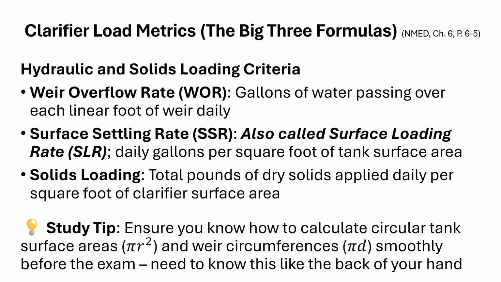Or you're just looking at a certain weir length for the weir overflow length, and it's something you'll be able to see pretty quickly. But a study tip is you really got to know how to calculate the surface area of a circle, pi r squared, and the weir circumference, which is the distance around a circle, the perimeter of the circle, okay? You got to be able to do that in the exam.